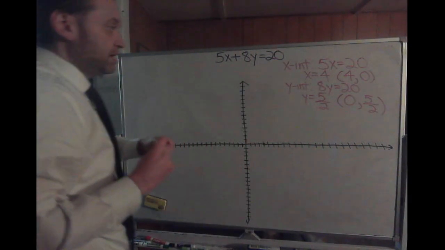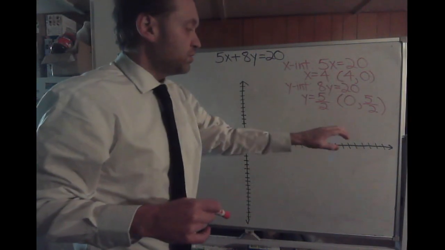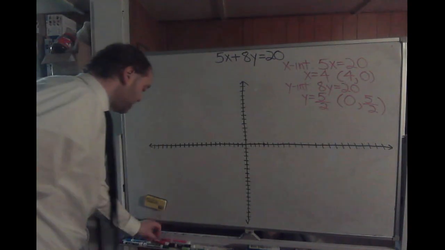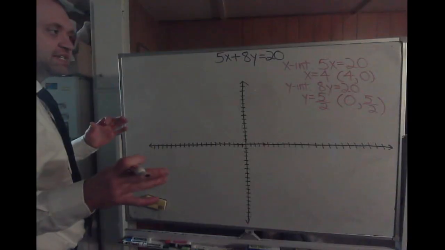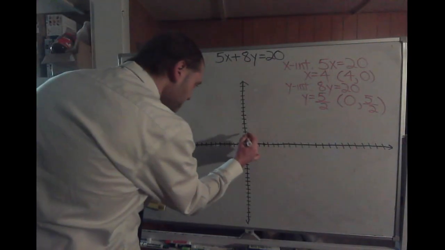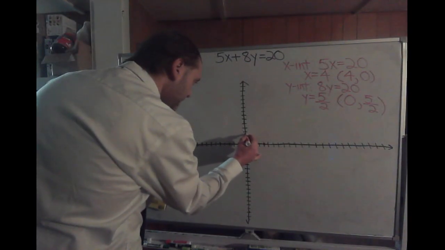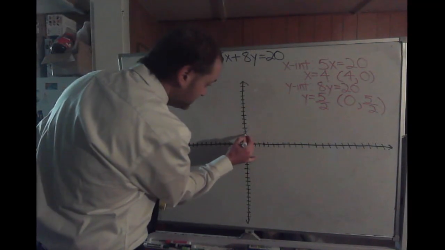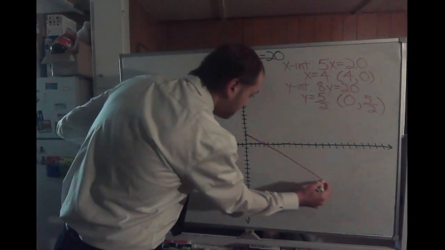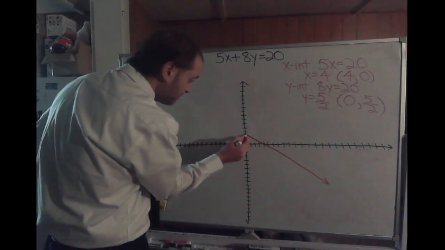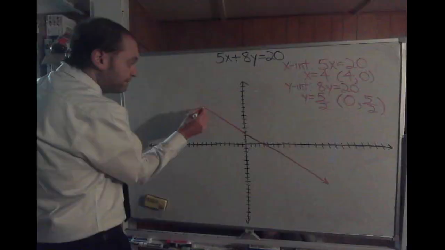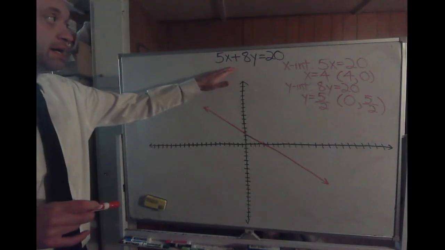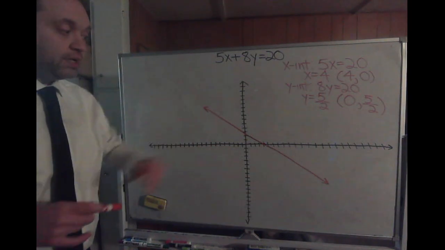So we have the x-intercept at (4, 0), and the y-intercept is at (0, 5/2), which, as you know, 5 halves is like 2.5. So that would be about right here at (0, 2.5). Now we just simply connect the dots and go through them. And there is your graph of 5x plus 8y is equal to 20.